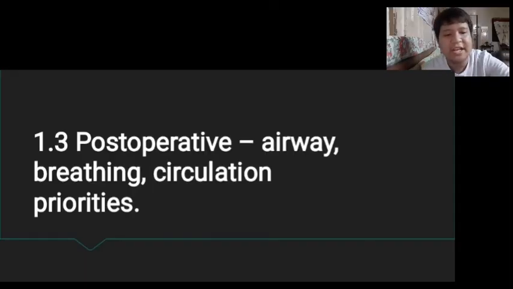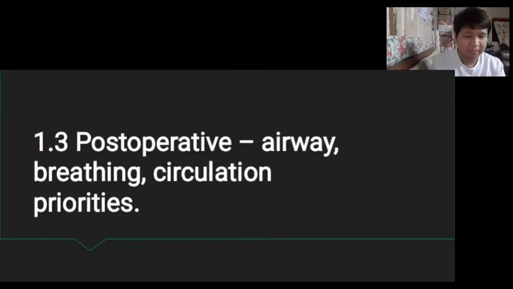For the second part, which is 1.3, the post-operative airway, after the surgery happens, we have airway, breathing, and circulation because patients may have complications after surgery. So our nursing care should continue. For example, I'm not biased here, but in the United States, after the shift ends, they no longer extend time and effort in taking care of the patient. That's why it is different here in the Philippines.